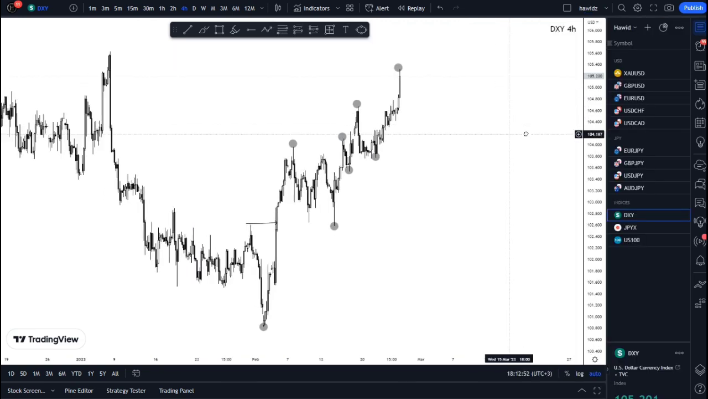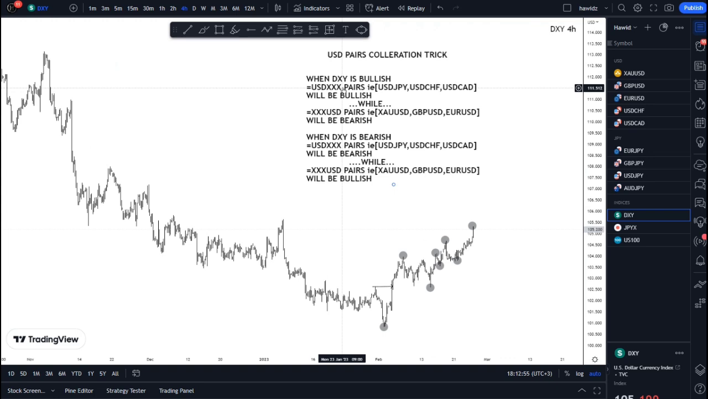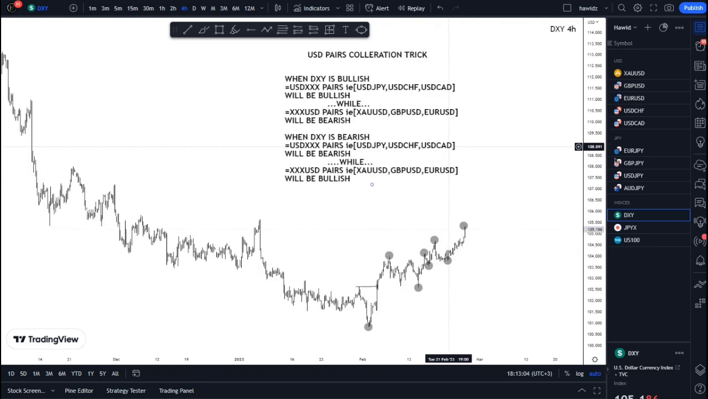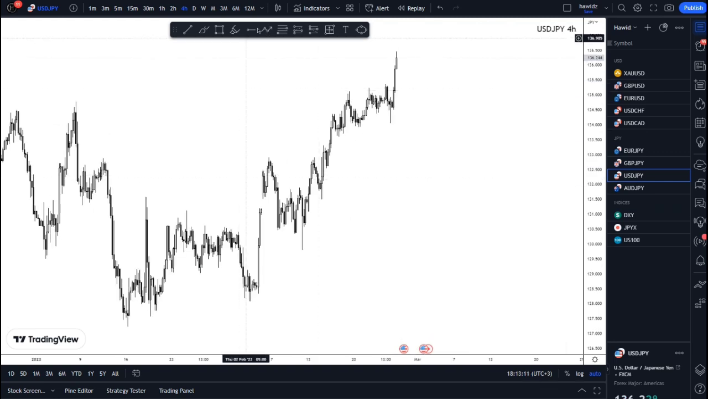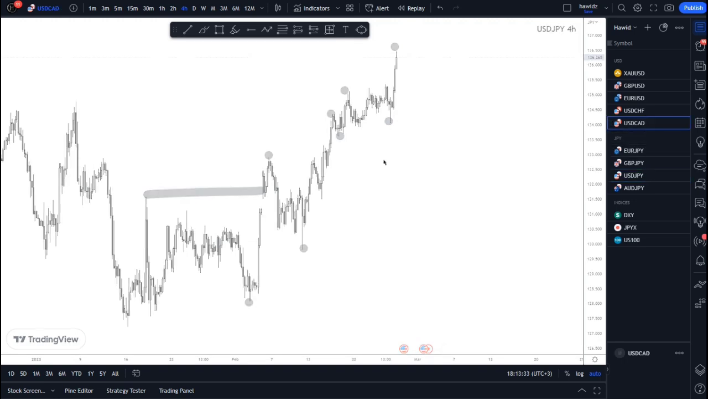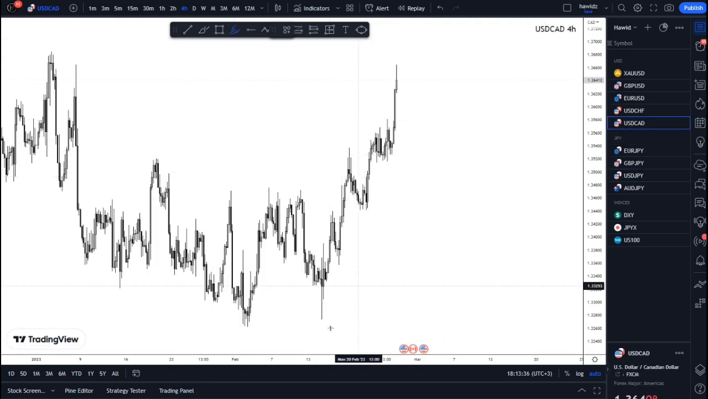Now let's go to these USD XXX pairs like USDJPY, USDCHF, and USDCAD, and see if they are bullish like the DXY. Let's start with USDJPY. Look at how USDJPY is doing. It made a low, broke here, created a high, a higher low, a higher high, higher low, high, higher low, high. So it's a bullish market. That's pair number one, it's bullish. Let's go to USDCAD and see what it's doing.